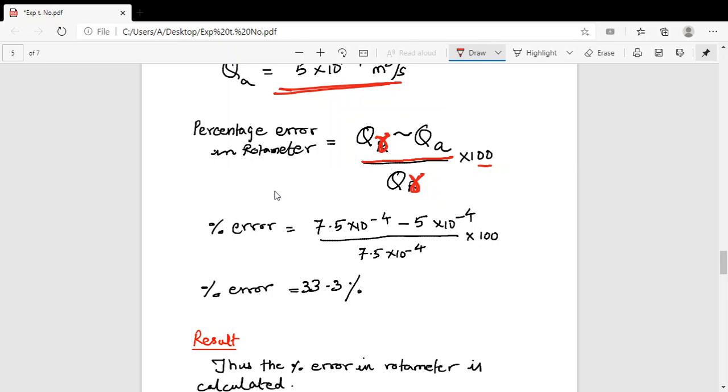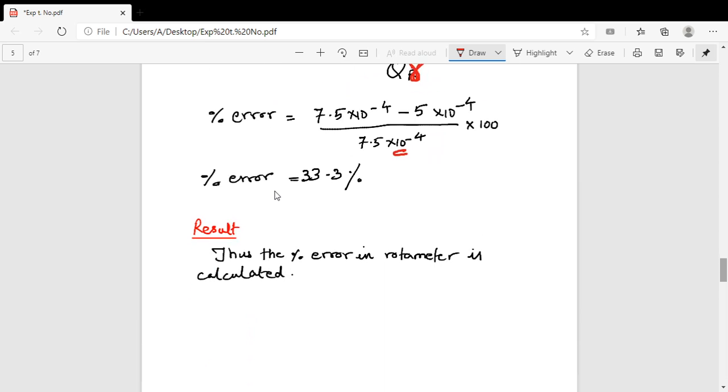So the rotameter reading is 7.5 into 10 power minus 4, and the actual discharge is 5 into 10 power minus 4 meter cube per second. This is the rotameter reading in meter cube per second. So when you solve this, you will be getting 33.3%.